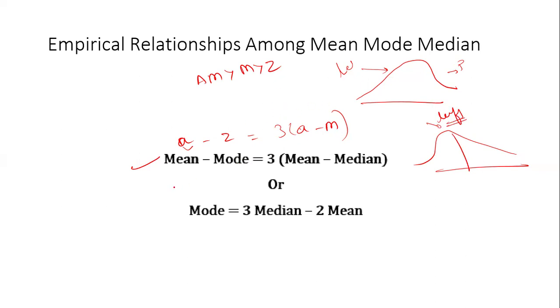In that case you can see the relationship: mean minus mode is equal to 3 times (mean minus median). Then the mode is equal to 3 times median minus 2 times mean. How do we calculate it? Let's look here. We need the mode, so we keep mode as it is, and on the other side 3 mean minus 3 median. We take the 3 mean to the other side, so it becomes plus. So the mode equals 3 median minus 2 mean.